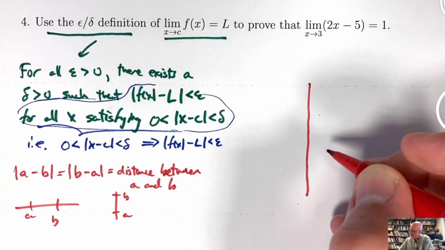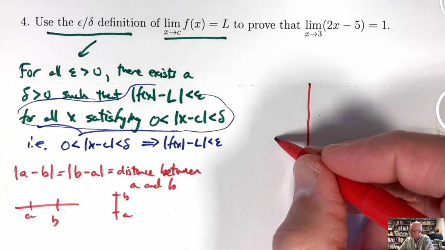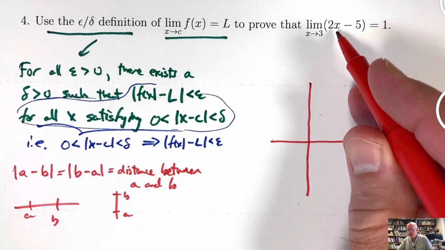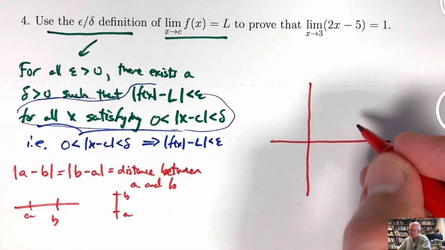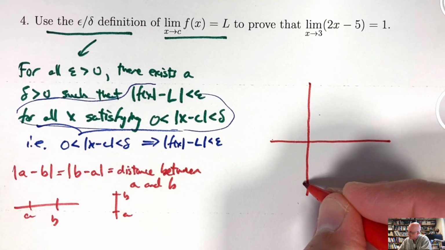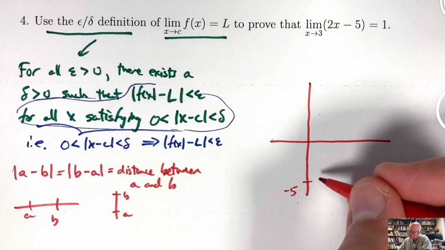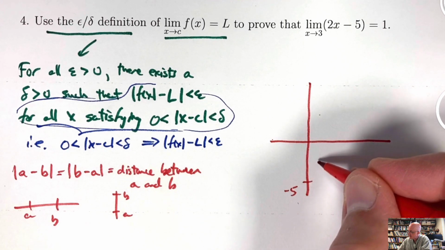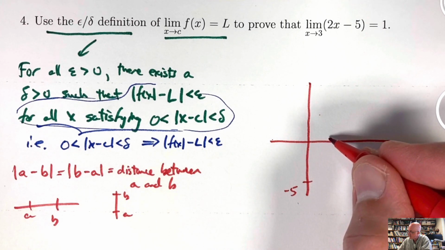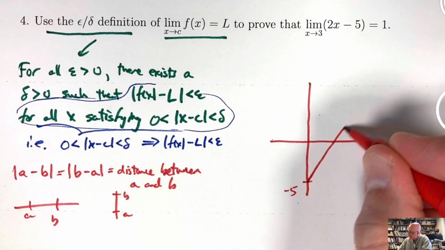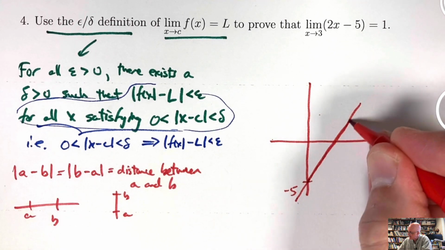So this function here is a linear function of x. It's got a slope of 2 and a y-intercept of -5. Say -5 is right here. Slope is 2, so it goes up by 2 units for every 1 unit increase of x. Let's just draw it. Its graph is a straight line.